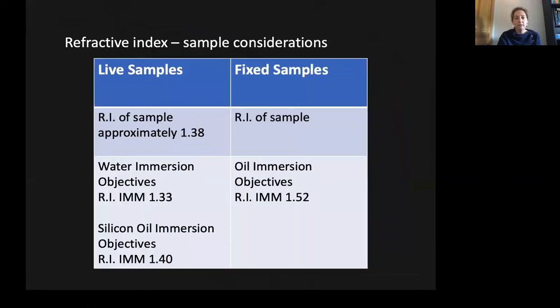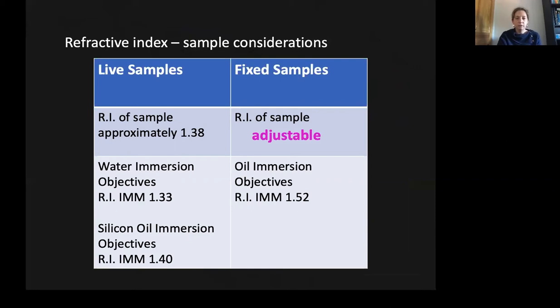If you have live samples, you're not likely to be able to adjust the refractive index of the sample, but instead you can consider using a water or silicone oil objective. Which you use will be very sample dependent, so the best advice would be to test both. Adjusting the refractive index of your sample is possible when you're dealing with fixed cells and tissues.